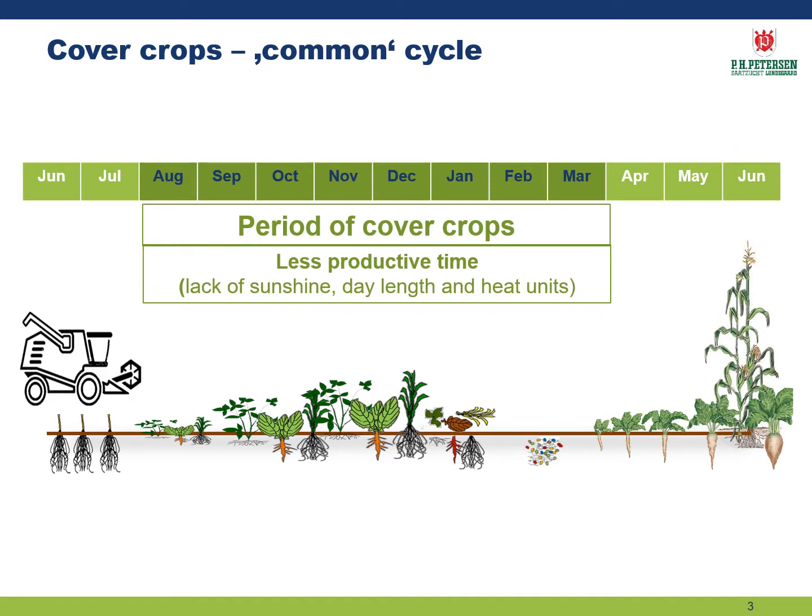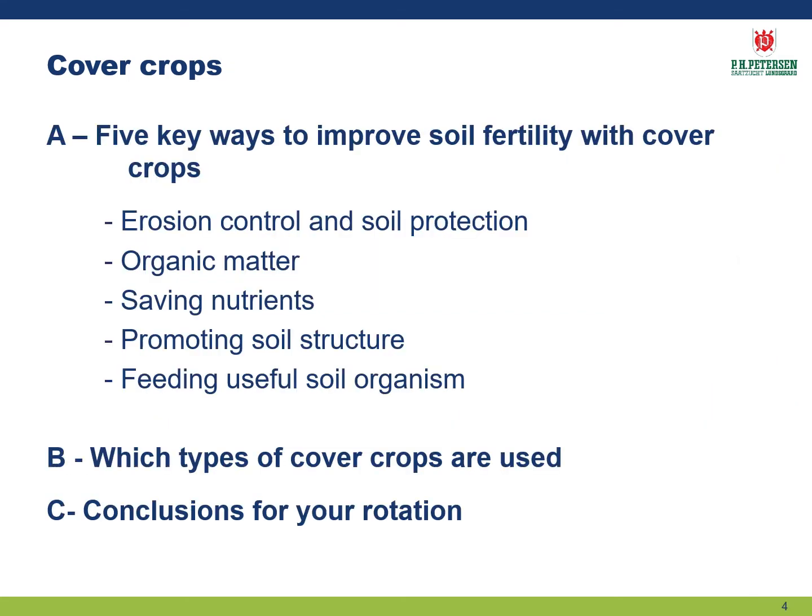The common cycle of cover crops starts with the harvest of the main crop in July, beginning of August, until planting the next main crop in April, May next year. This period of cover crops is the less productive time of the year because of lack of sunshine, day length and heat units. We will talk about 5 key ways to improve soil fertility with cover crops.